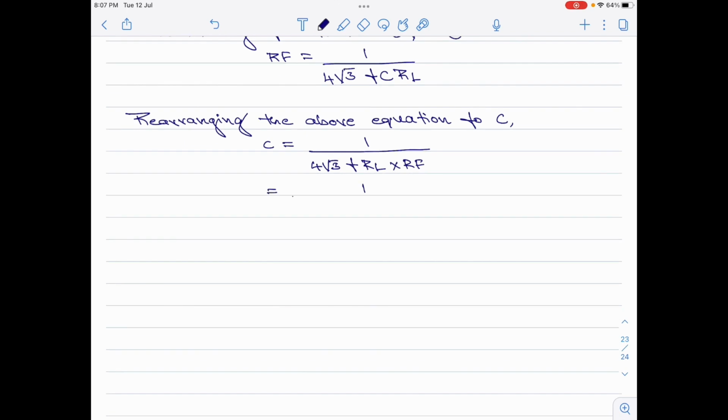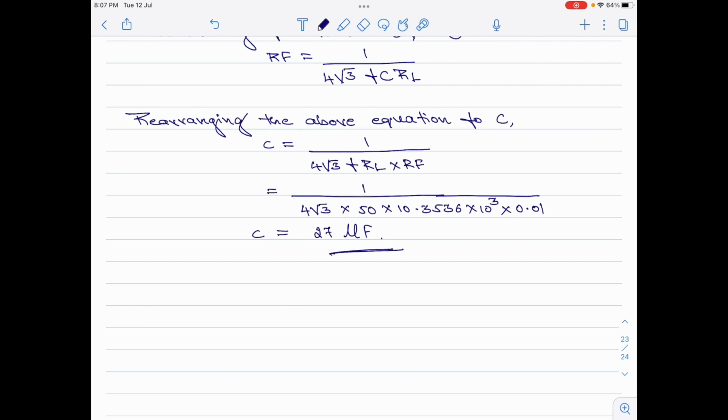It is 1 divided by 4 root 3 multiplied by frequency, which is 50 hertz, multiplied by RL. The value of RL we just computed and is 10.3536 into 10 to the power 3, multiplied by ripple factor, which is 0.01. Solving for this, we will obtain the answer for the smoothing capacitor as 27 microfarad. This is the answer for this numerical.